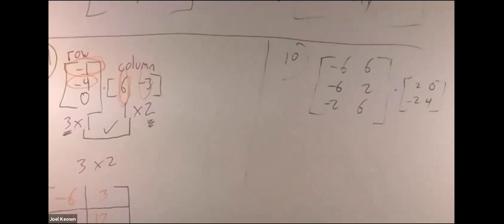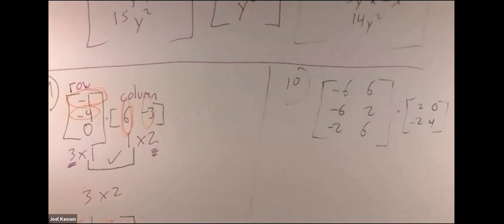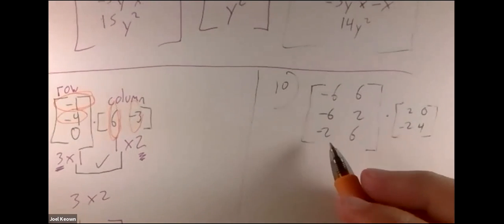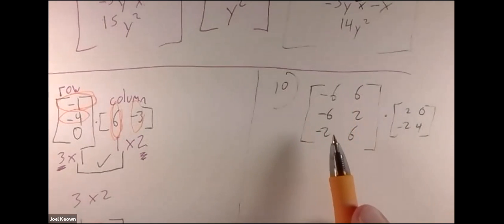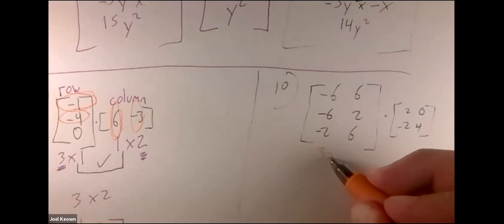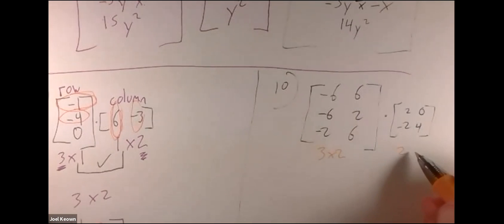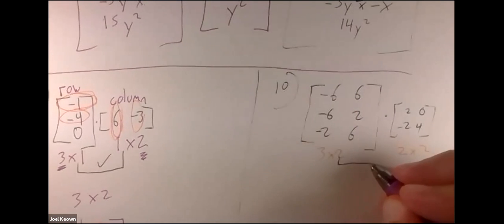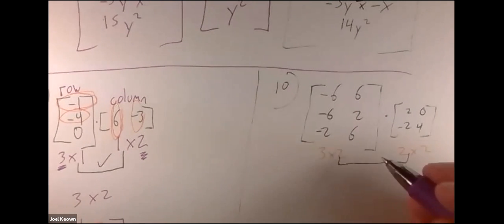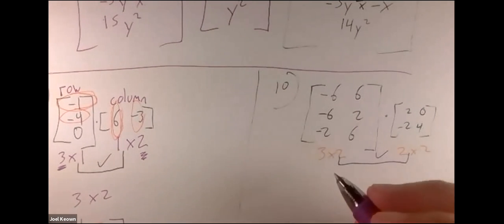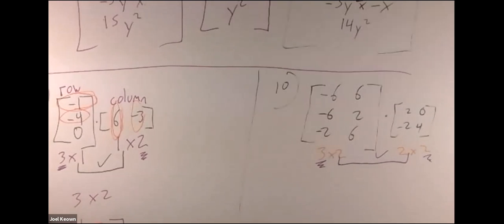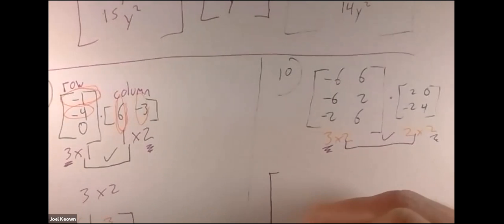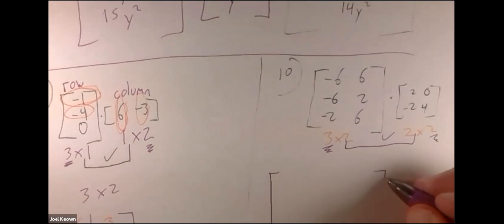Well, let's look at one where it's not just individual numbers or single numbers. Let's look at number 10. Number 10, this one is a 3 by 2. This one is a 2 by 2. Can I multiply these together? Well, my middle numbers are the same, so yes. What's my answer going to be? My answer is going to be a 3 by 2. Okay, another 3 by 2. So make another 3 by 2.